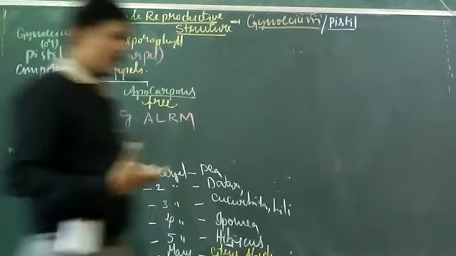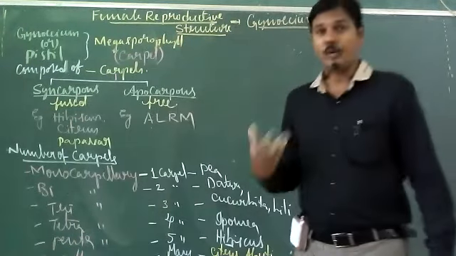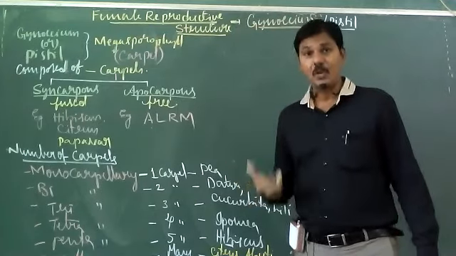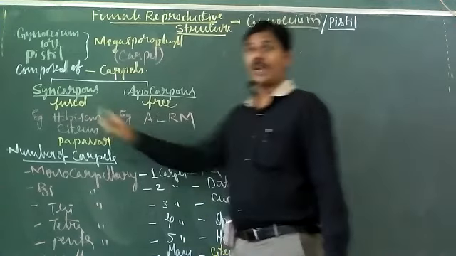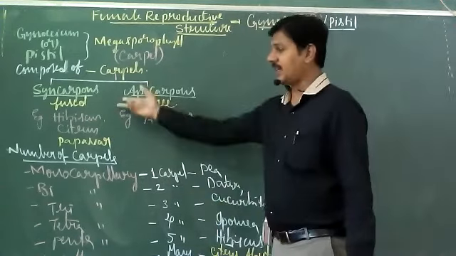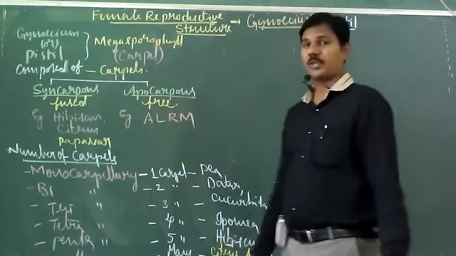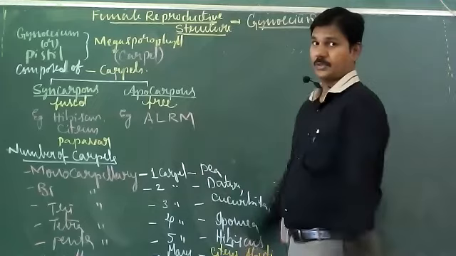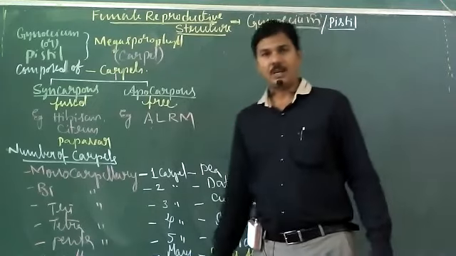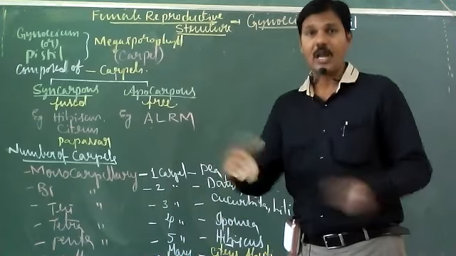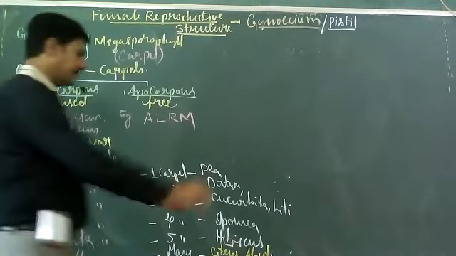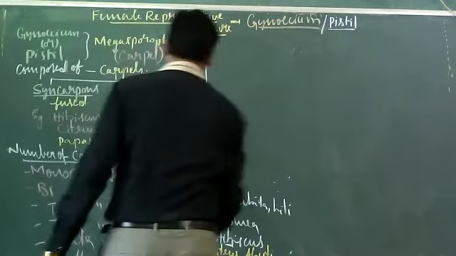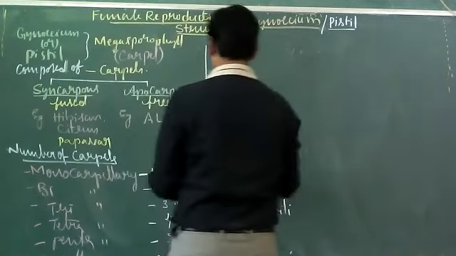So based on the number of carpels, the gynoecium is said to be monocarpellary gynoecium. Bicarpellary syncarpus. Likewise, tricarpellary syncarpus, tetracarpellary syncarpus, or multicarpellary syncarpus, multicarpellary apocarpus. So likewise, based on the number of carpels we have seen, and then let us see the structure of a gynoecium.